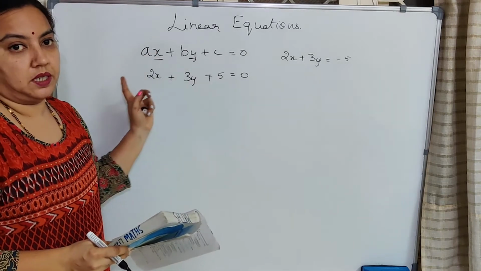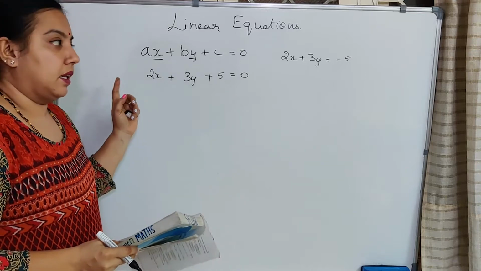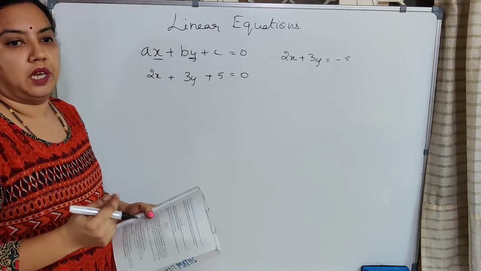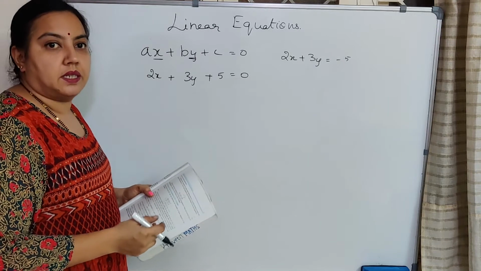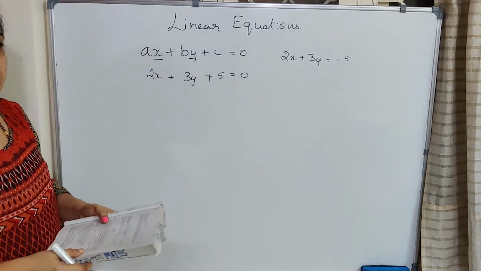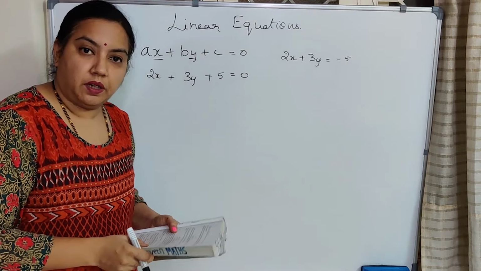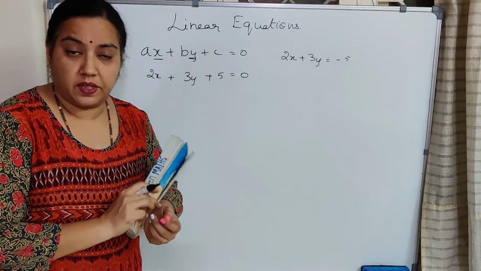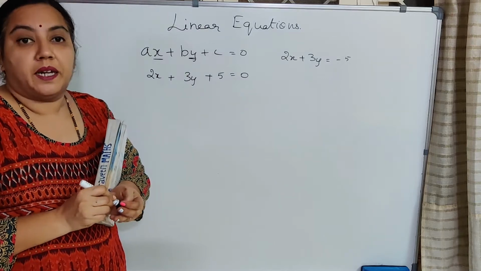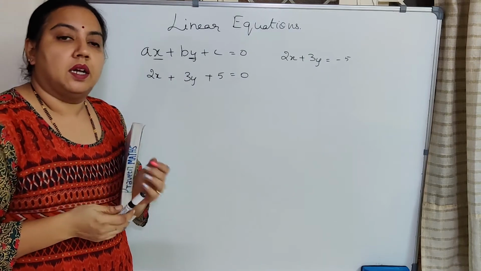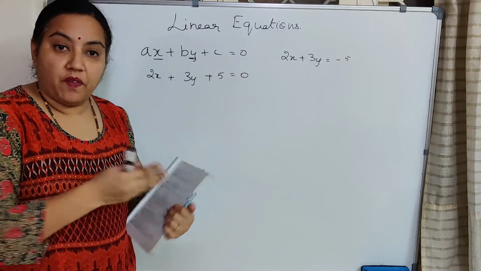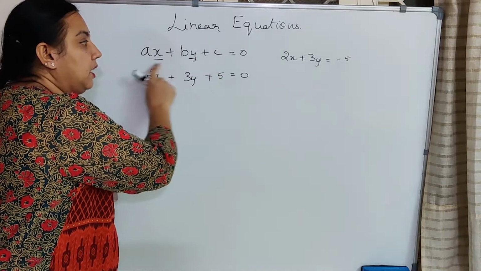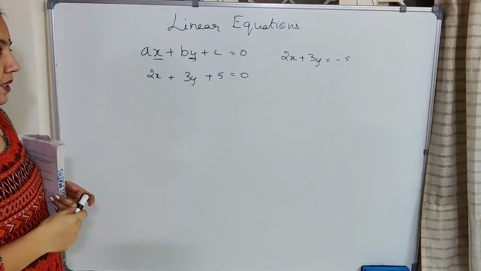This is one equation, representing one single line. The lesson is about a pair of linear equations. So what does it mean? We are going to talk about two equations. When we draw or represent the two equations on a graph paper, what difference will it make? Will they have one point of intersection, or will they not meet at all? Suppose they are parallel lines, they don't meet at all. Or will they overlap each other? All of that we are going to understand from these equations.